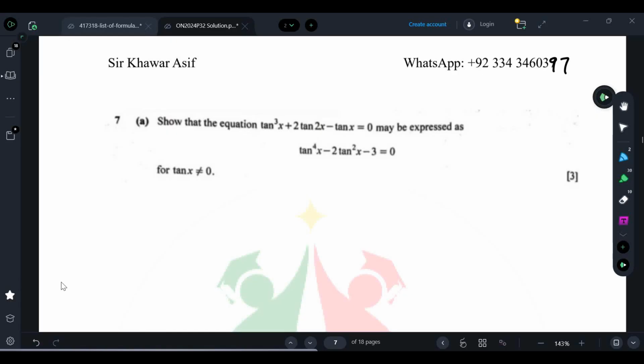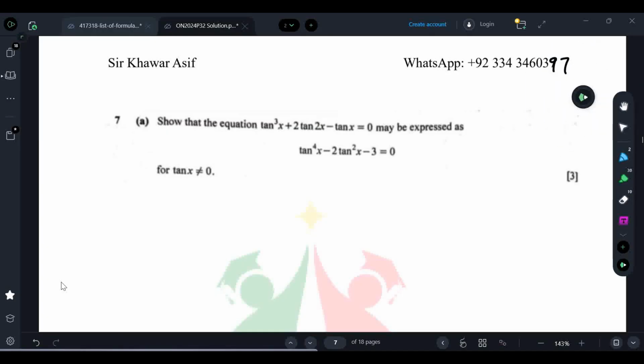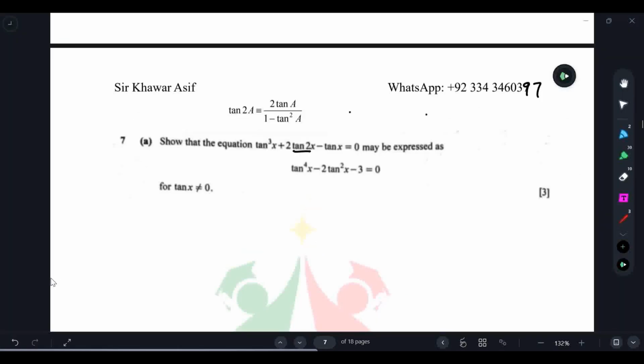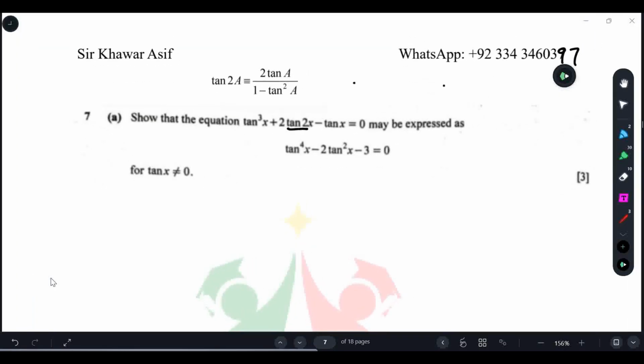Show that the equation tan cube of x plus 2 tan of 2x minus tan of x is equal to 0 may be expressed as tan 4. Okay, now what we need to do is use the identity for the double angle, because we know that the final answer is in single angle. So this will be the identity we have to use, that tan 2a is equal to 2 tan a over 1 minus tan square of a.